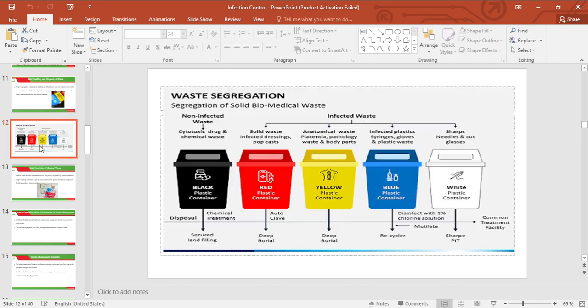Below is a diagram depicting waste segregation, that is segregation of solid biomedical waste. Non-infected waste, which could include cytotoxic drugs and chemical waste, should be disposed of in a black plastic container, and this container should have a cover. Then we have solid waste, for example, infected dressings or plaster of Paris casts. These should be disposed of into a red plastic container.